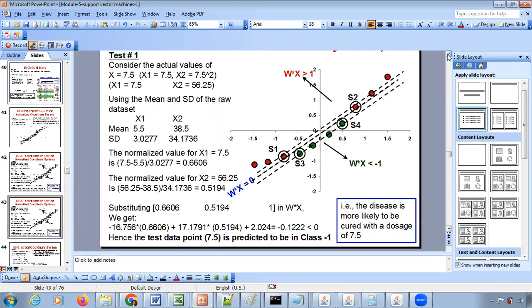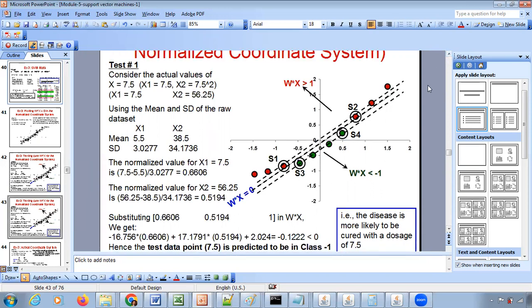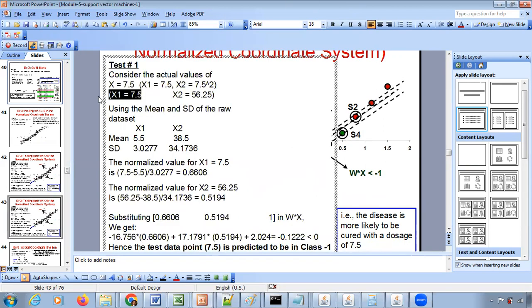So what about if you make it 7.5? Because again, between 7 and 8, there's a transition. At 7, the person is getting cured. At 8, not getting cured. So let's try with 7.5. Sorry, this 7.5 is one-dimensional raw data.